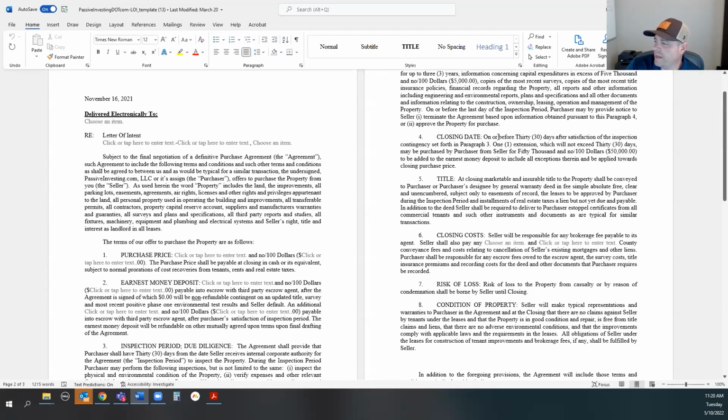And then this is one thing that we always put in our purchase and sale agreement, but it's agreed upon in the LOI: 1 extension, which will not exceed 30 days, may be purchased out. It's not actually purchased, but I'll explain that in a minute. Purchased from the seller for $50,000 in this case, to be added to the earnest money deposit to include all exceptions therein and applied towards the closing purchase price. So we call it a purchase, but it's just additional earnest money. We're going to put more non-refundable money towards the purchase price to get another 30-day extension. So we always do that.